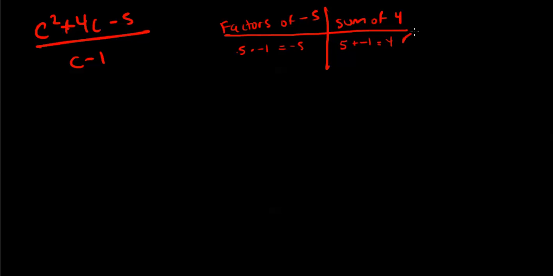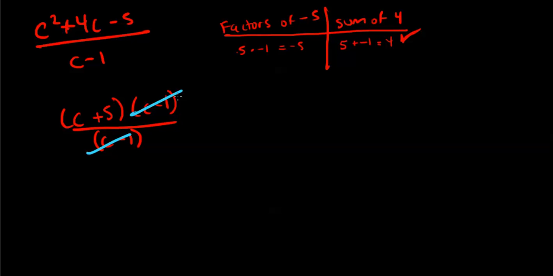So we're going to use these factors, and because it's a c squared with no number in front, we can just put c's at the beginning of both parentheses. So we get c plus 5 times c minus 1 all over c minus 1. And because we have a c minus 1 in the numerator and denominator, we can go ahead and divide them out. So that leaves us with c plus 5, and that would be the final answer.